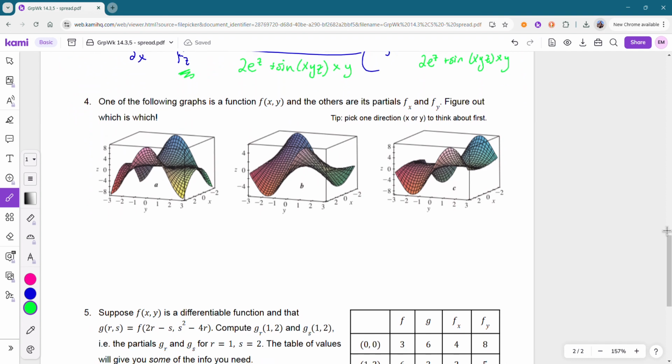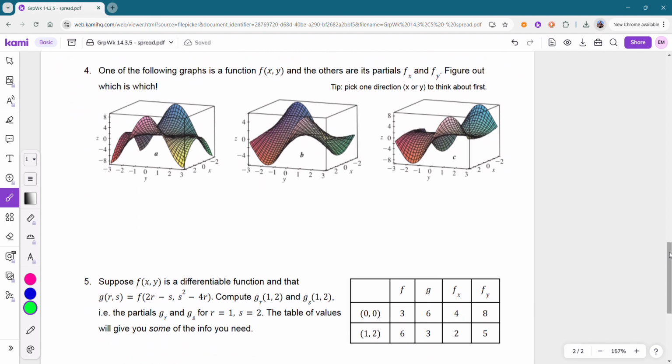Next one here, we have to figure out which is which. It says one of the following graphs is a function of two variables, and the other is its partials. So let's figure out what's going on here. There are definitely different ways to play around with this. One of the things we want to recognize right off the bat, though, is how these graphs are working.